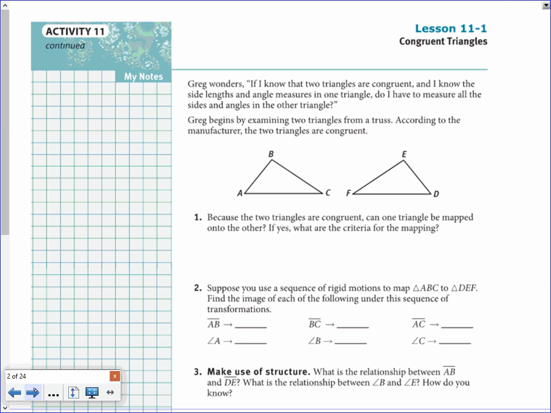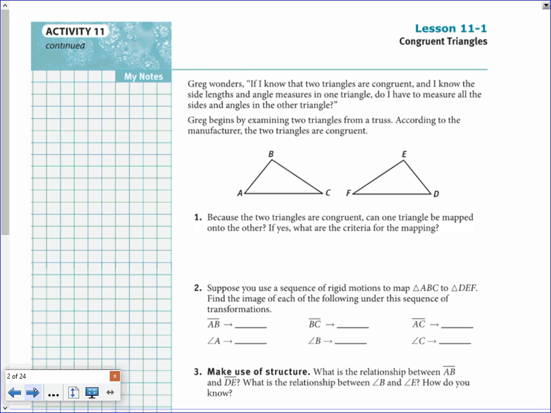Greg wants to know, if I know that two triangles are congruent and I know the side lengths and angle measures in one triangle, do I have to measure all of the sides and angles in the other triangle? So pause the video for a second. Consider that question. What do you think?